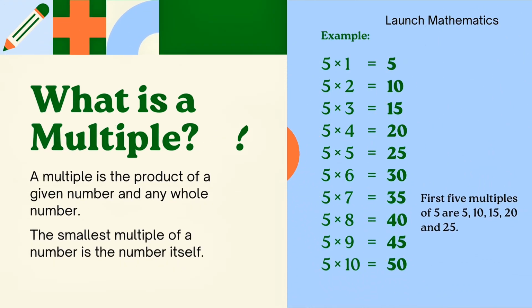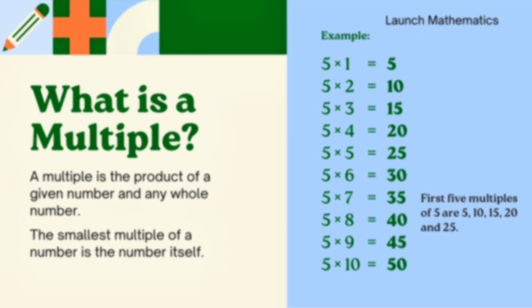Now what is a multiple? A multiple is the product of a given number and any whole number. The smallest multiple of a number is the number itself. Here is an example of multiples of 5. 5, 10, 15, 20 and up to 50 are the 10 multiples of 5. First 5 multiples of 5 are 5, 10, 15, 20 and 25.